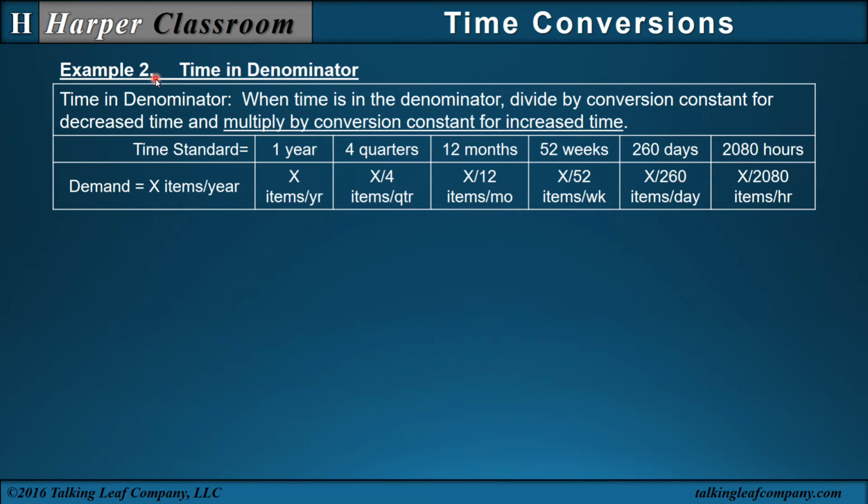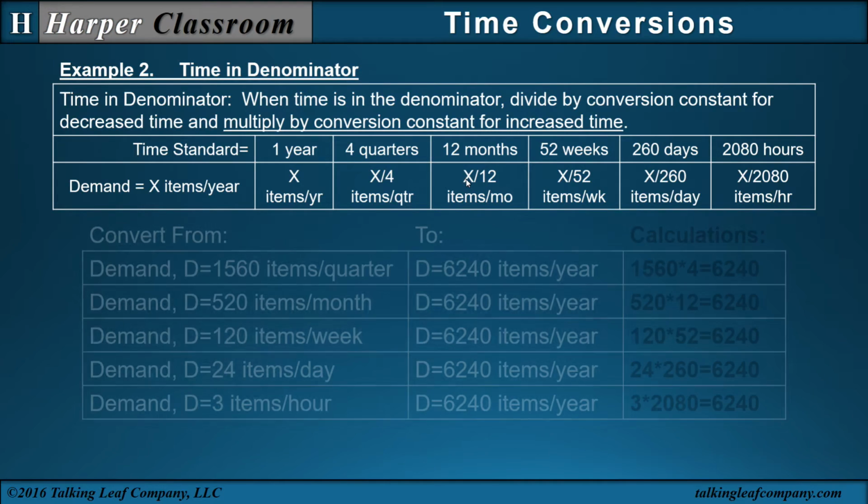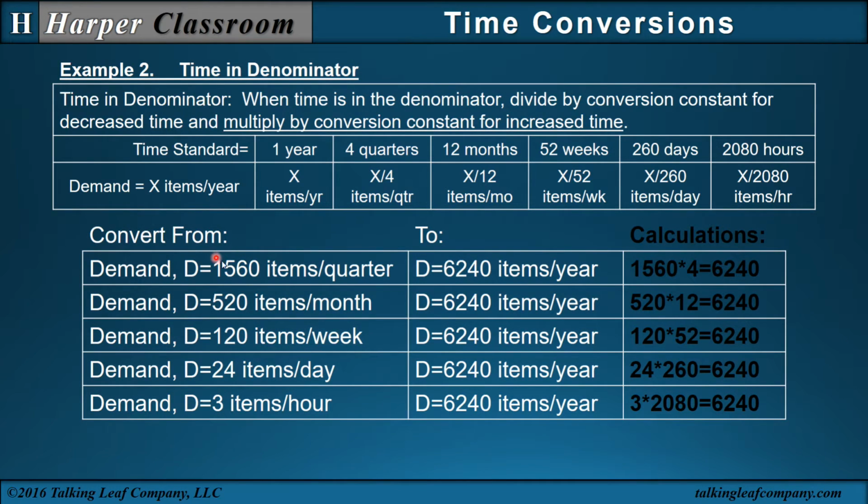Example 2. When time is in the denominator, I multiply by the conversion constant for an increased time. So from quarters to years, I multiply by 4. To convert from months to years, I multiply by 12. For example, if I want to convert my demand from 1,560 items per quarter to a year, then I multiply by 4. Month to a year, multiply by 12. Week to a year, multiply by 52. Day to a year, multiply by 260. And to transform 3 items per hour to 6,240 items per year, I multiply by 2,080.